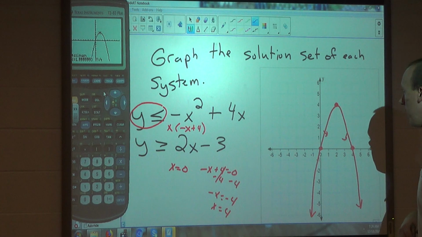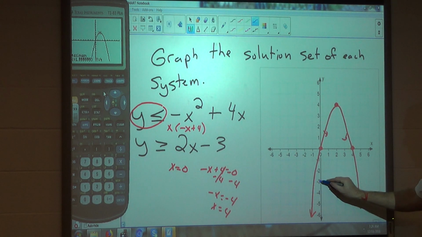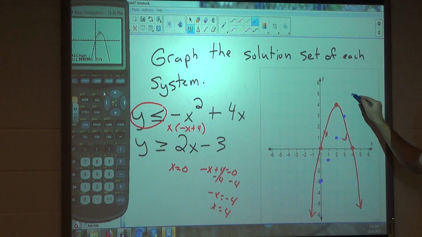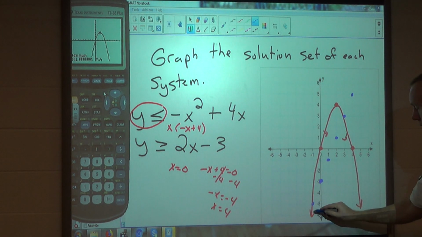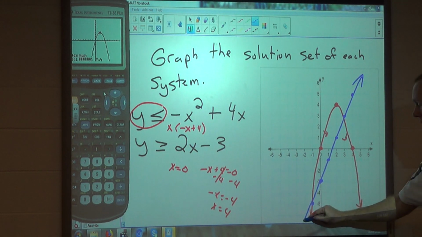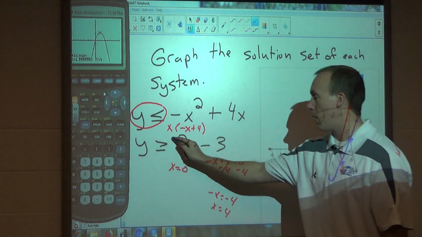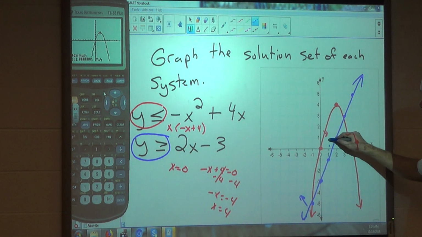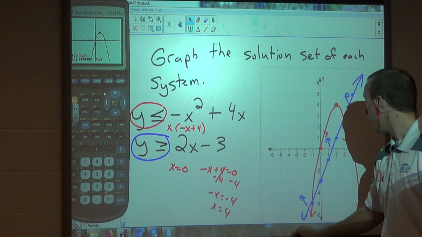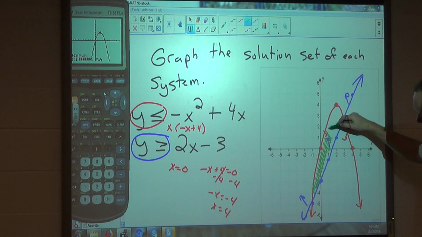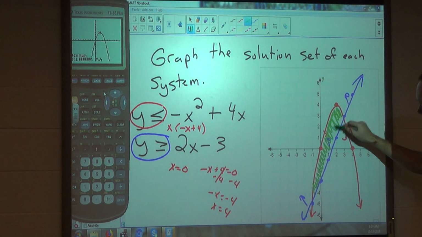What's the y-intercept on that line? -3. And the slope is up 2 over 1. Okay, or down 2, back 1. So I got my line and it's solid. It's equal to. And this says y is greater. So greater would mean up. So where are they sharing their common shaded region? And it'd be right here. And that's my solution here, which is graph the solution set of the system.